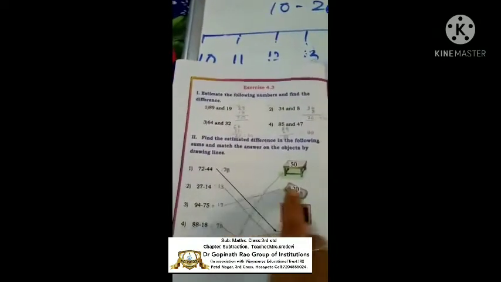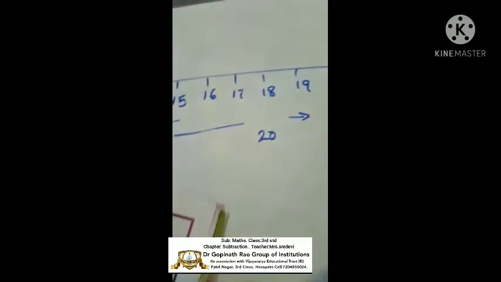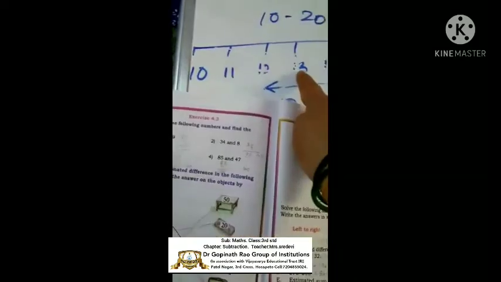See, now 19, the estimation value is 20. If the answer is 13, see here, if the answer is 13, then the estimated value is 10. See here, 10, in this way.